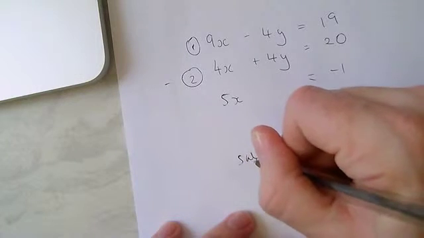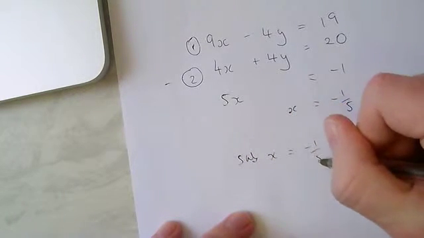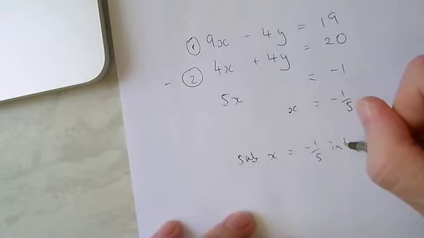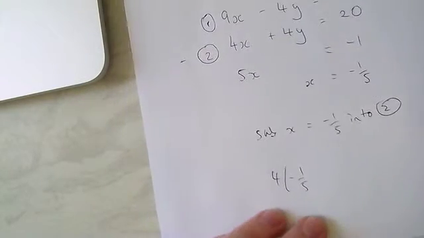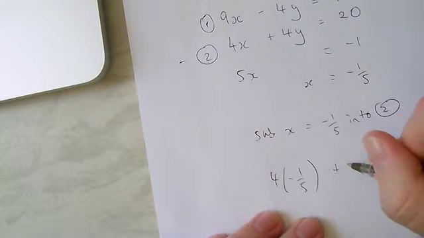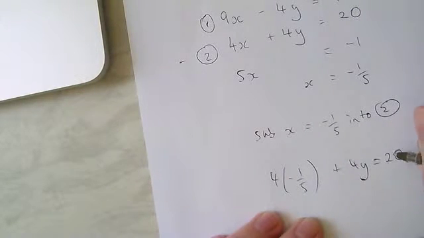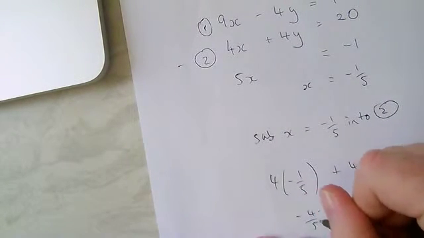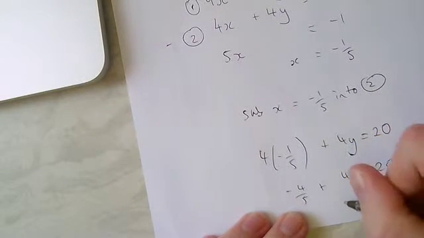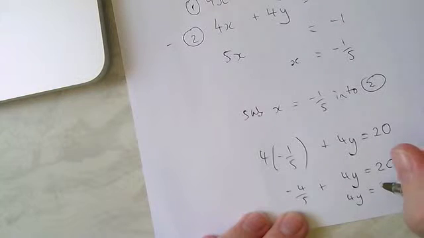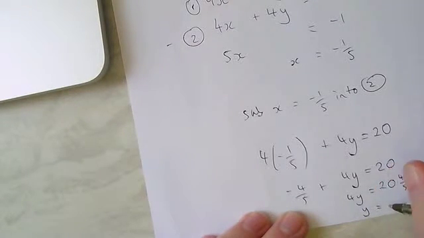I'll sub x equals minus 1/5 into number 2. So I get 4 lots of minus 1/5, and then plus 4y is equal to 20. That'll be minus 4/5 plus 4y is equal to 20. So 4y will equal 20 and 4/5. So y will equal 5 1/5.